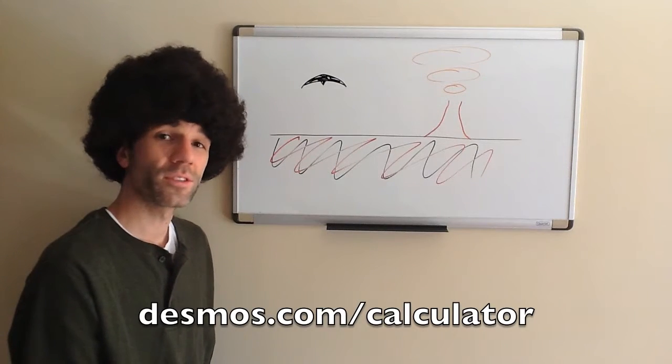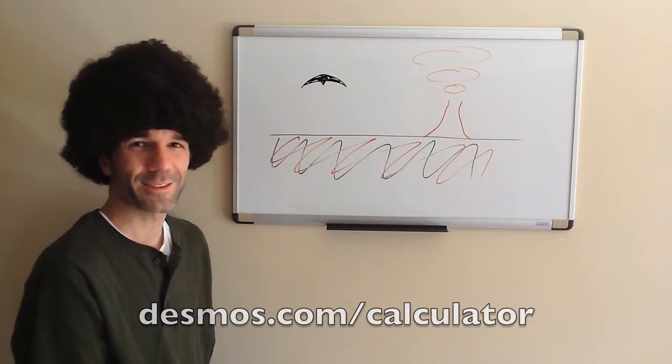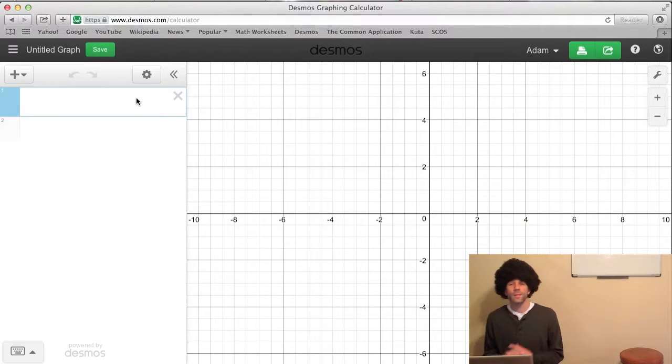Let's go to desmos.com/calculator. Let's get started. Let's begin on Desmos by drawing the ground. When we do that, we're going to need a horizontal line. So it's going to be y equals, well, y equals what? Let's just go down to -3.